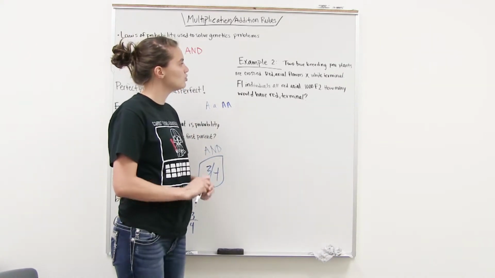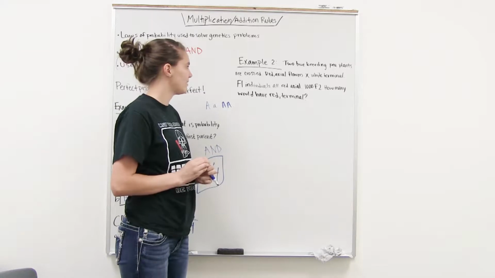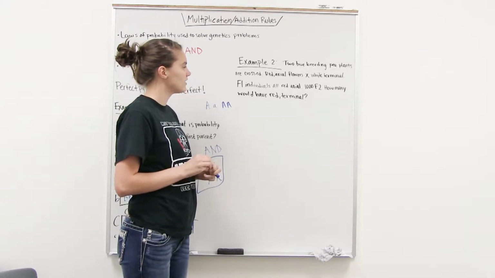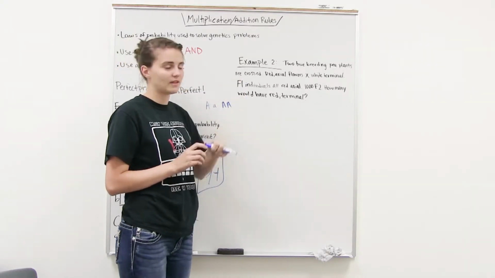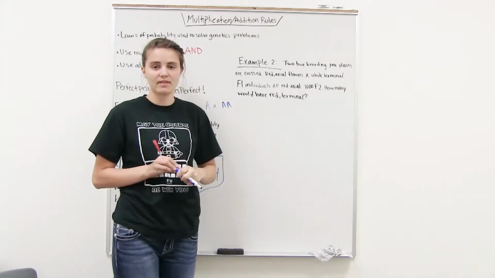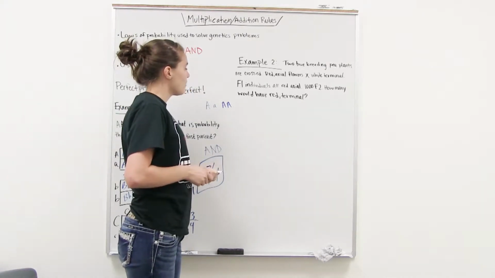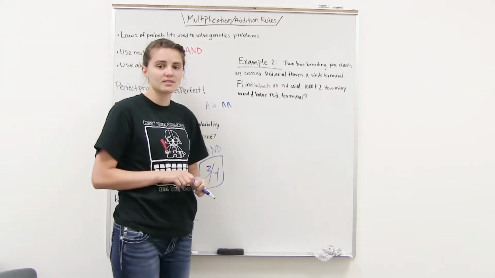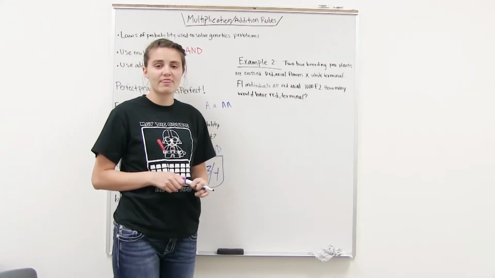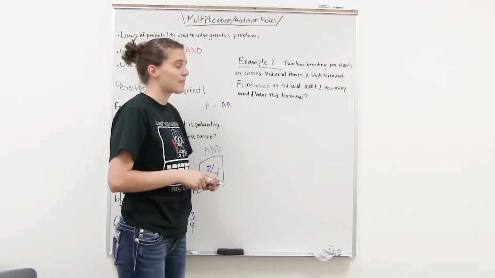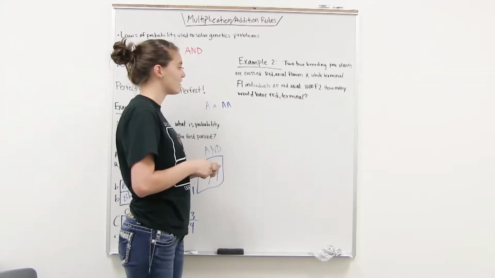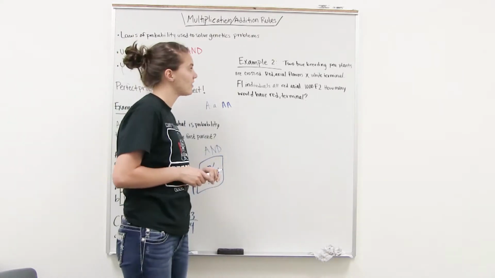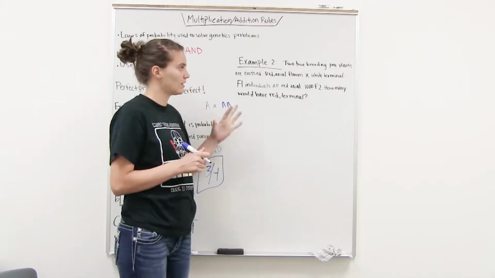So the problem says 2 true breeding pea plants are crossed. A plant that has red axil flowers is crossed with one that has white terminal flowers. The F1 individuals all have red axil flowers. We then cross the F1 individuals and we form 1,000 F2 individuals. And the question asks how many would have red terminal flowers. So there's a lot going on here.